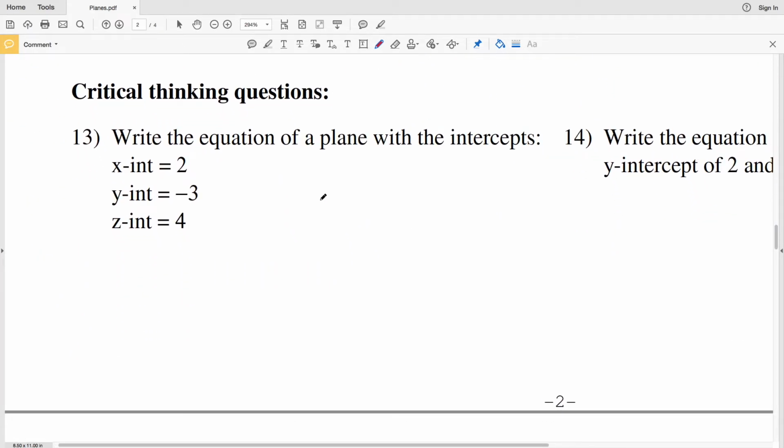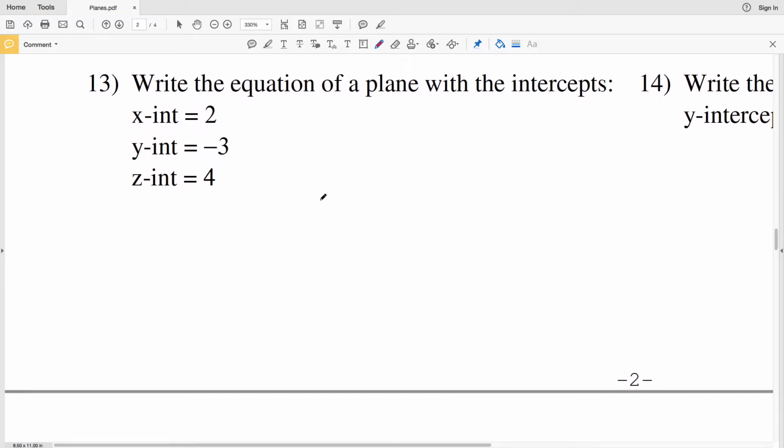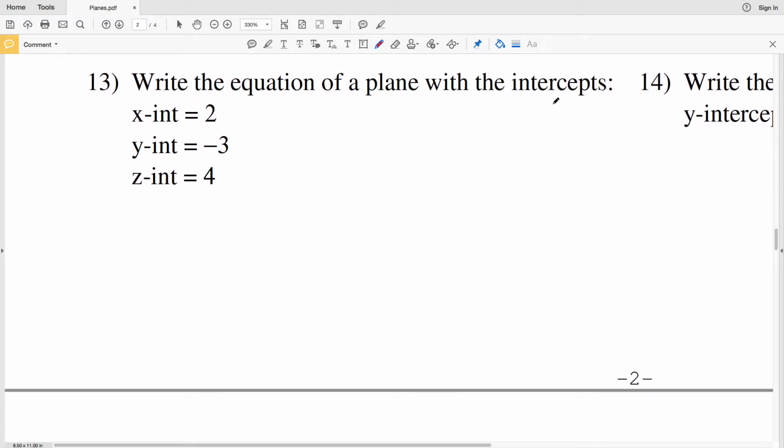Now onto the critical thinking questions. Number 13 says, write the equation of a plane with intercepts 2, negative 3, and 4. So our equations are in the form of ax plus by plus cz equals some variable, let's call this d.